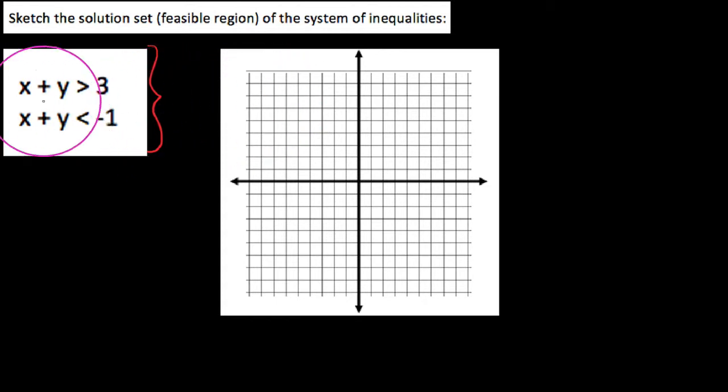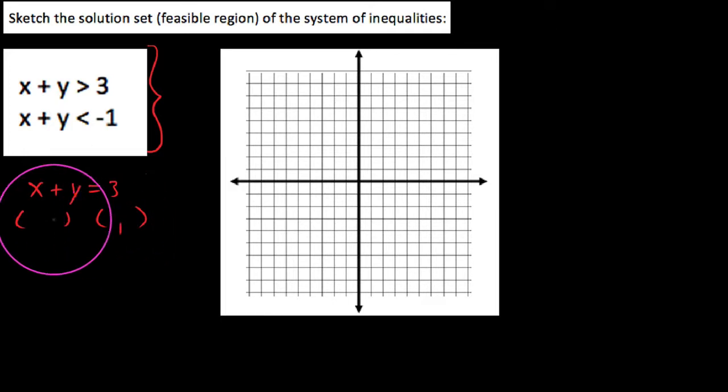Okay, so we'll go ahead and start with this first constraint here. We say x plus y is greater than 3. We're going to graph this as if it were x plus y equals 3. Graph the boundary line here. An easy way to do this, we could find the x and y intercept. Plugging in 0 for x yields the solution y equals 3.